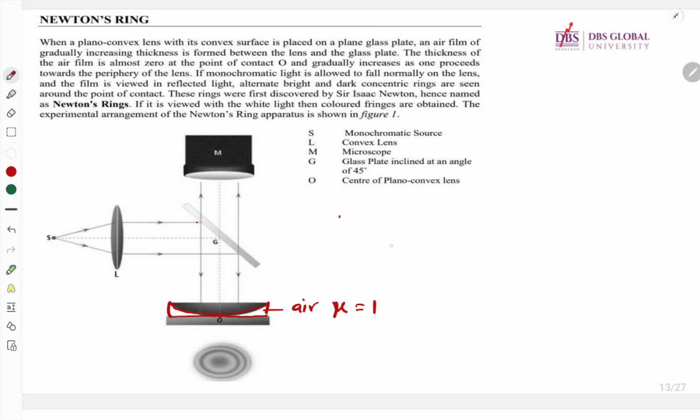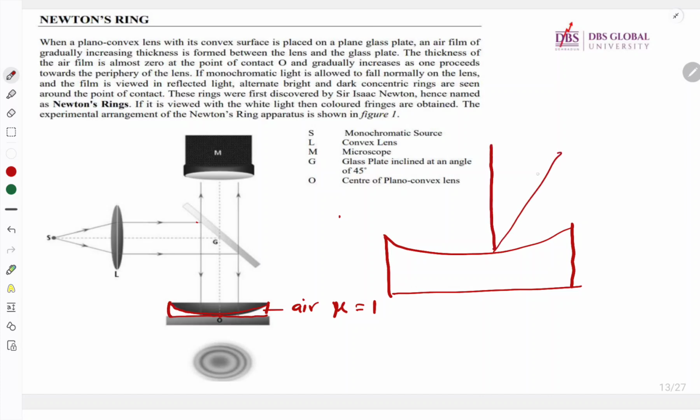So now what happens when light is incident? I'm just taking this part. When light is incident on the surface, this air film, some of the light is reflected from the upper surface and some of the light goes below and is reflected back. These two rays, R1 and R2, superimpose with each other and produce the Newton's ring. So basically this is a kind of interference between the reflected rays.